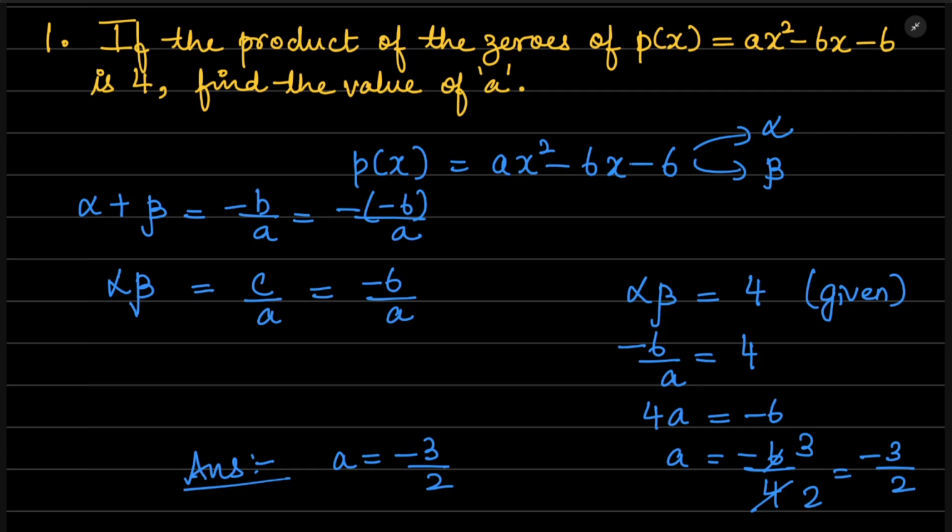Whenever you are given polynomials, find the sum and the product of the zeros. Sum of the zeros is minus b by a, product of the zeros is c by a. I hope you understood. Very easy problem. Let's move on to the next question.